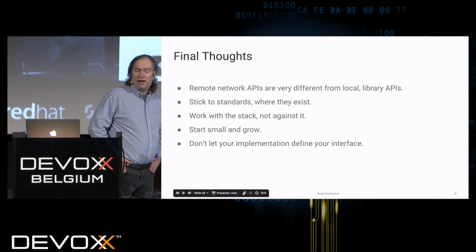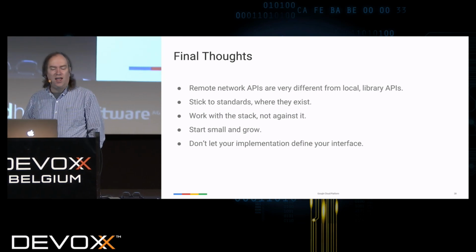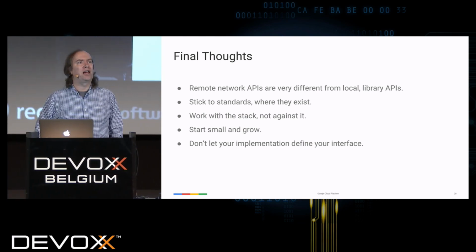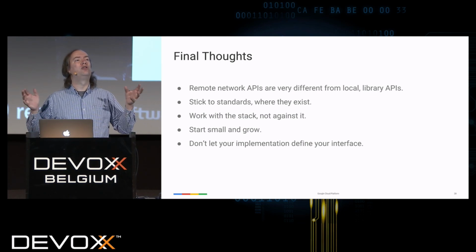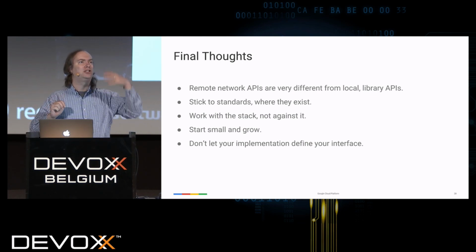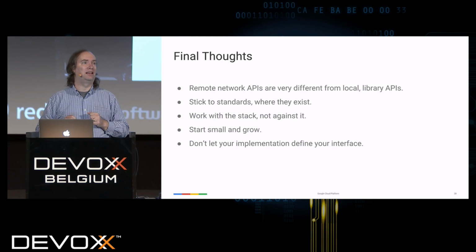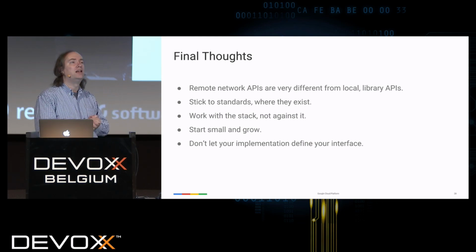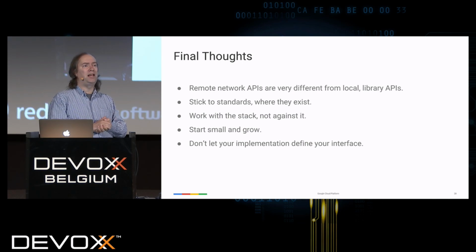Okay, final thoughts, and then we may have time for a couple of questions. Remember, remote APIs are very different from local library APIs. You cannot always assume things you know to be true about making a method invocation to be true about a network API. Like, it's going to return, it's not going to time out, it's not just going to fail silently. A network API might. A network API might change even though nothing in your own code has changed. Stick to standards like HTTP where they exist. Work with the stack rather than against it.